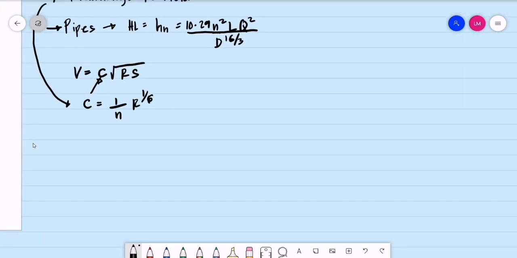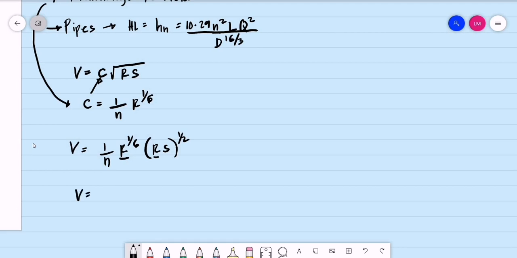Then I will have the equivalent of the velocity, now that the value of C from Manning's is 1 over the roughness coefficient times the hydraulic radius raised to 1 over 6. So the square root of RS is the same as R S raised to 1/2. So we have the same base R. All we have to do is add the exponents.